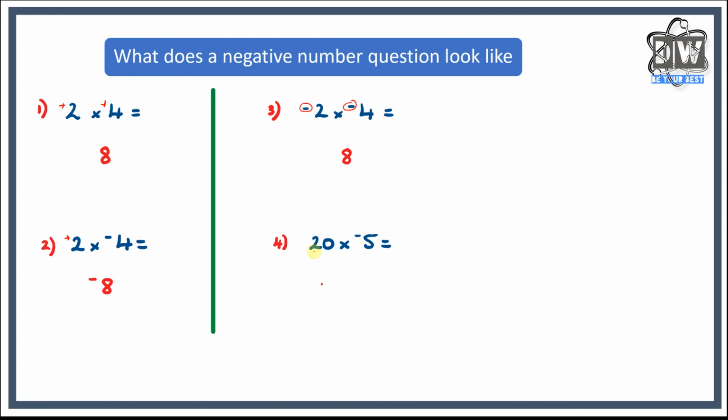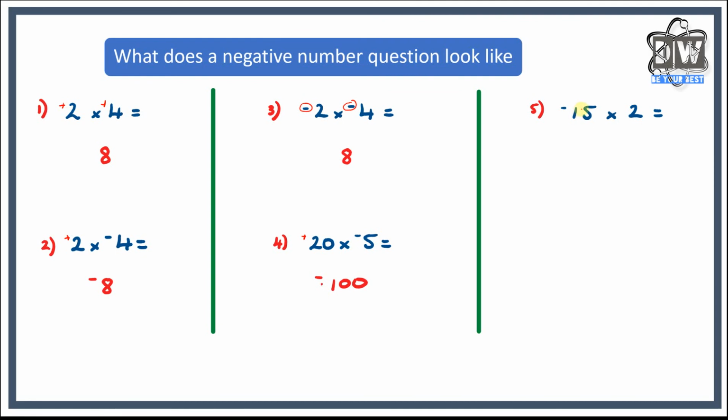So for this one, we've got 20 timesing by 5. Remember, that's the key. So we know our answer is going to be 100, but is it going to be a positive or negative? Are the symbols the same or are they different? We can see they're different, so my answer will be 100, but it'll be minus 100. Let's go for the next one. Again, pause the video, give it a go, come back and see if you've got them correct.